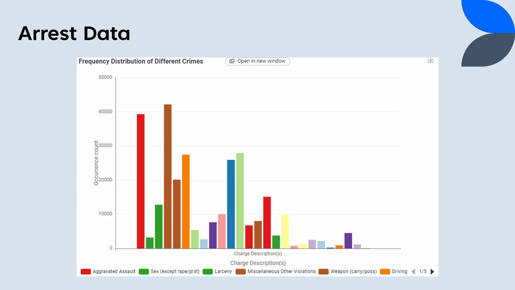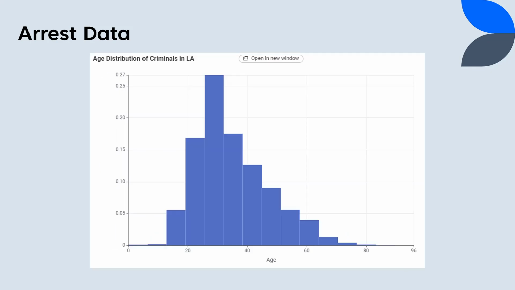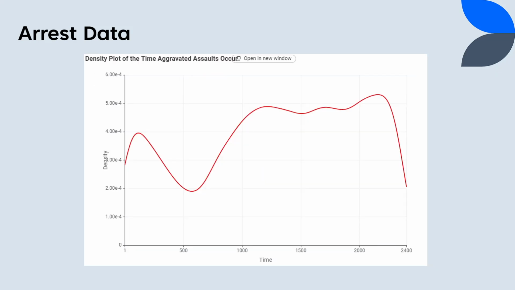Moving over to the data set on arrests in LA, the first thing I explored was the frequency of each crime arrested suspects were convicted of. We can see that the most common one was miscellaneous reports, which were those not formally classified, and the second most common charge was aggravated assault. Moving on, I looked at the age distribution of those arrested in LA and found that a majority of those arrested were around the age of 30.